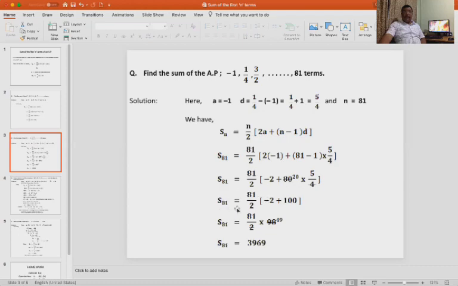So we have S81 will be 81 by 2 into minus 2 plus, again 20 into 5 is 100, so we have here 100. Now S81 will be equal to 81 by 2 into minus 2 plus 100 is 98, and 2 times 49 is 98. So therefore S81 will be equal to 81 into 49, we have 3969. So if you sum the given AP till 81 terms, we will get 3969.